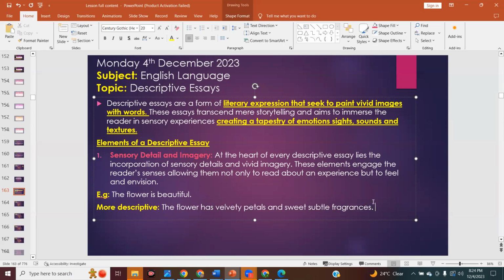So what did we do there? Instead of just saying the flower is beautiful, we added a little more descriptive wording to it. We could say the flower has velvety petals and sweet subtle fragrances. So that's being more descriptive, right?